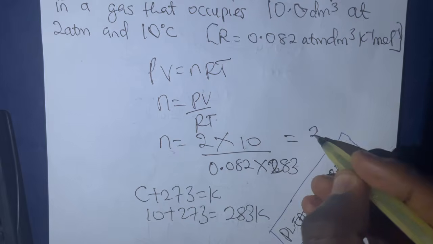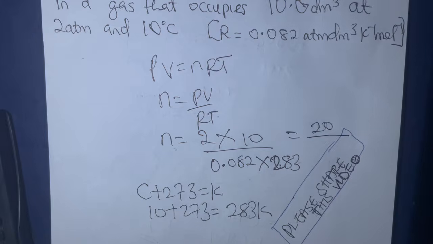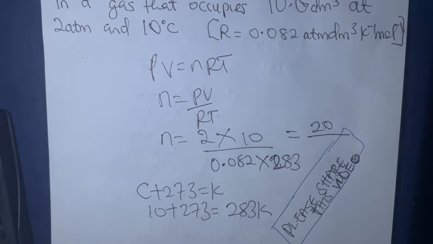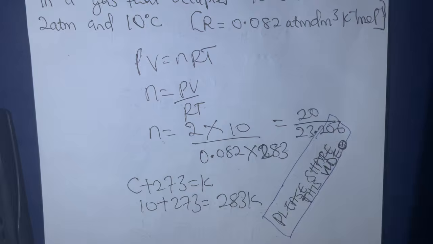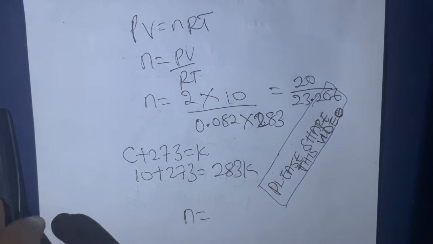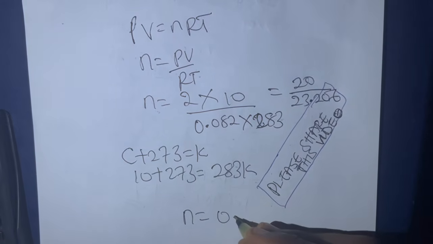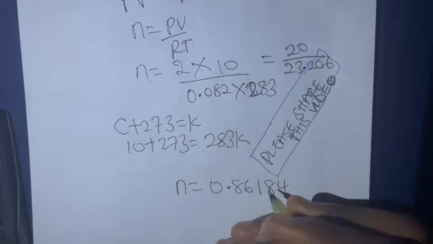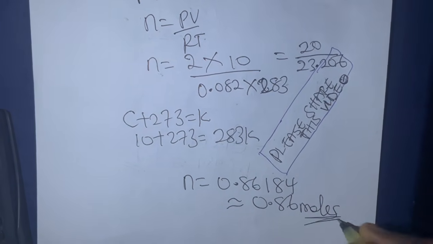So continuing, that will be 20 all over 0.082 multiplied by 283, and that is 23.206. So finally my number of mole is 20 divided by 23.206, and that gives me 0.86184, which if I approximate is 0.86 mole. So that's the answer for that.